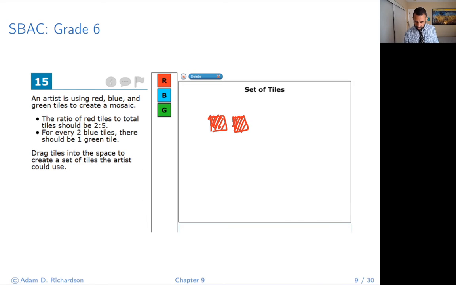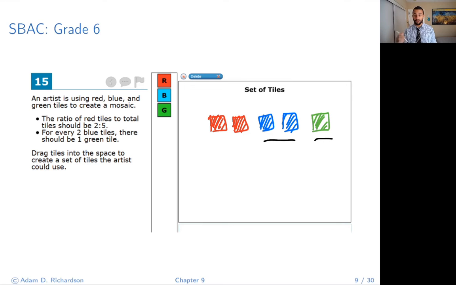I can just draw 2 blue tiles and 1 green tile. There we go. And now all of those ratios are respected. The ratio of red to the total, right? The ratio of red to the total is 2 to 5. The ratio of blue to green is 2 to 1. So it's respected.